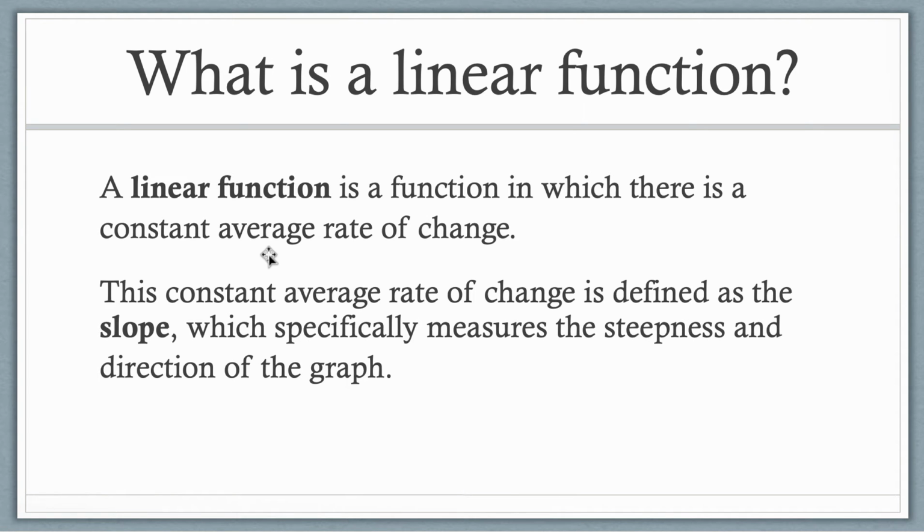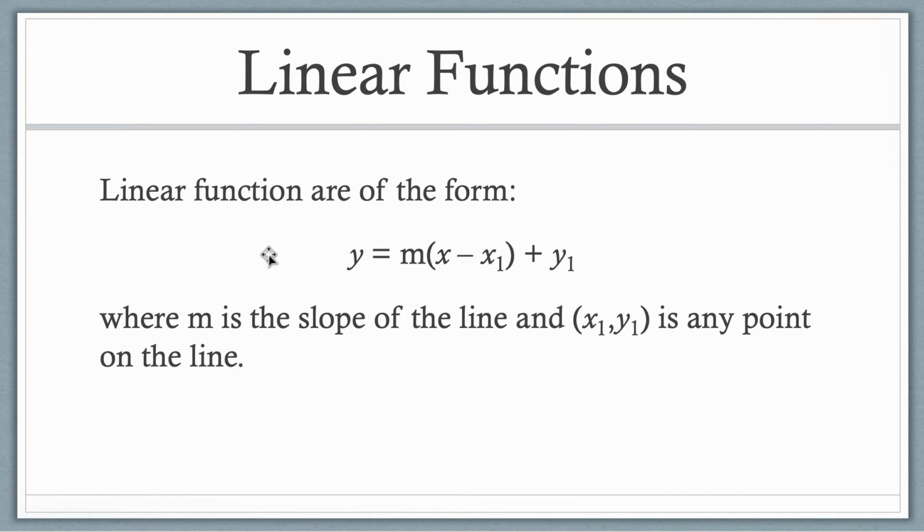A linear function is a type of function where there is a constant average rate of change. That constant average rate of change is our slope, which measures the steepness and the direction of my graph. So that tells me whether I'm increasing or decreasing and how fast I'm increasing or decreasing. Linear functions are of the form y equals m, which is my slope, times x minus x1. x1 is just the x value of any point on the line, plus its corresponding y value to that point.